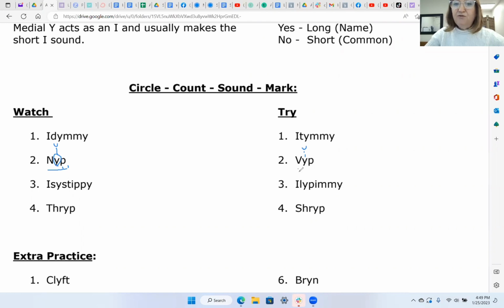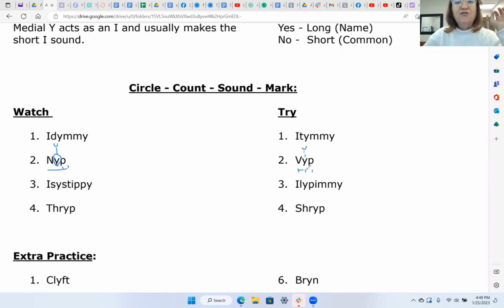Yep. V. Make sure that it's not V. Be very careful that you have the pure, clean sound of your V. Don't let any on the end. It's a vibrating sound and it kind of tickles your lip. V, I, and then a voiceless sound at the end. P. Make sure it's not P.